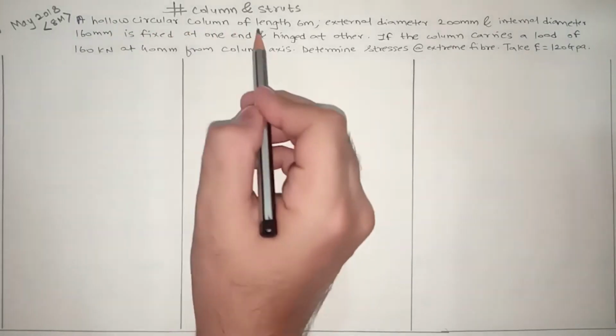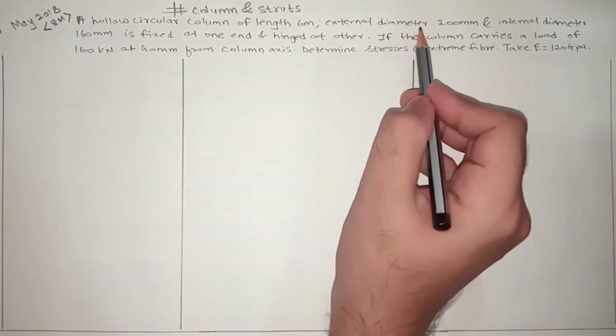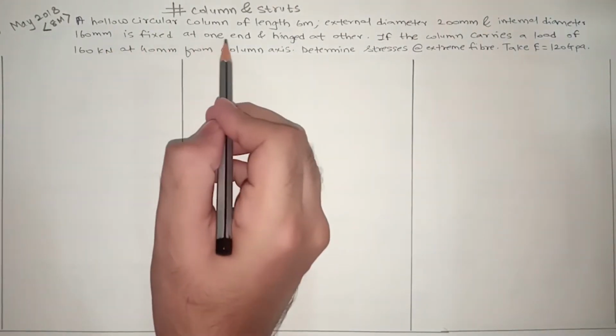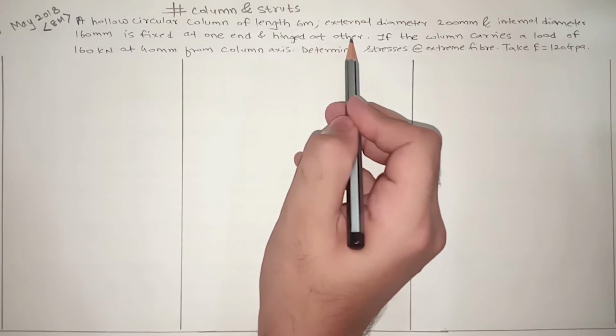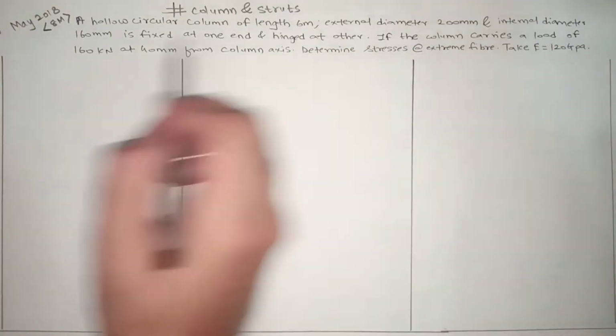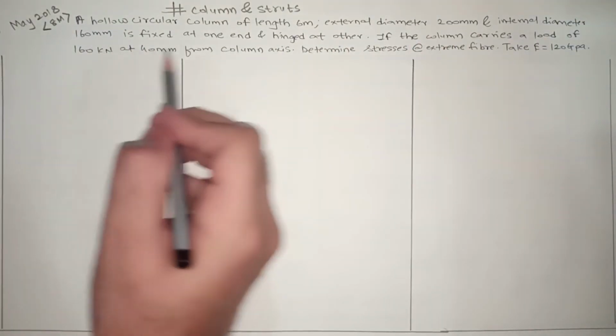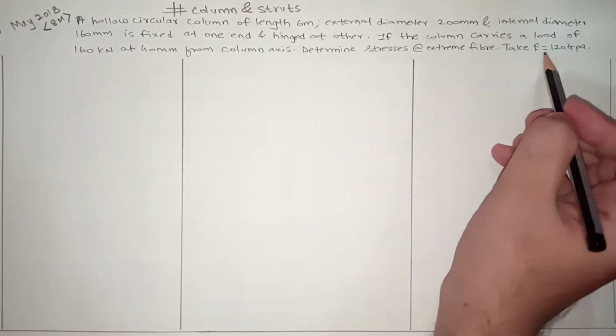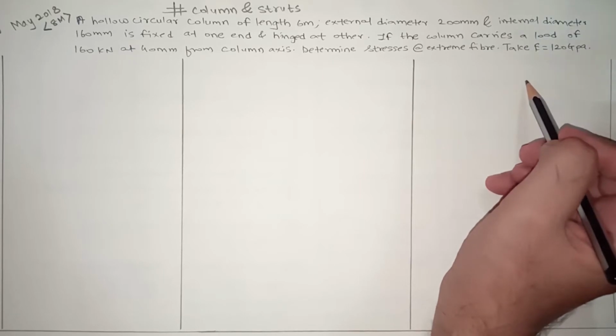A hollow circular column of length 6 meter, external diameter 200 mm and internal diameter 160 mm is fixed at one end and hinged at other. If the column carries a load of 160 kN at 40 mm from column axis, determine stresses at extreme fiber. Take capital E equals to 120 GPa.